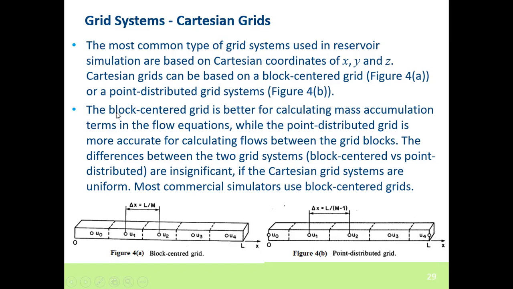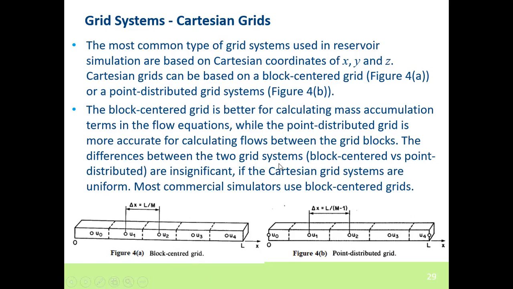So the block-centered grid is better for calculating mass accumulation, while the point-distributed grid is more accurate for calculating flow between grid blocks. So for flow between grid blocks, the point-distributed grid is preferred. For capturing mass accumulation within the grid blocks, the block-centered system is preferred.